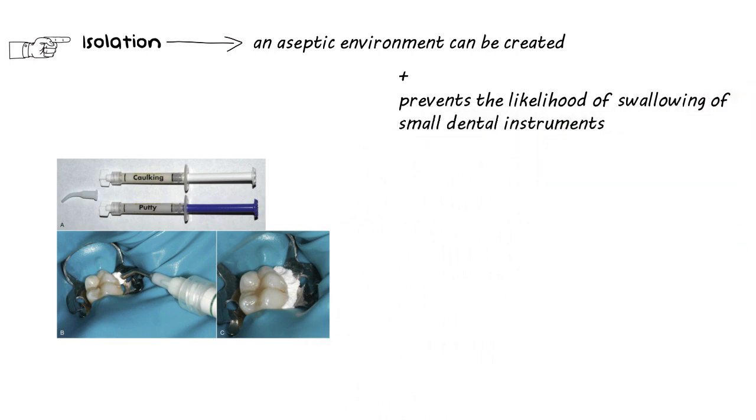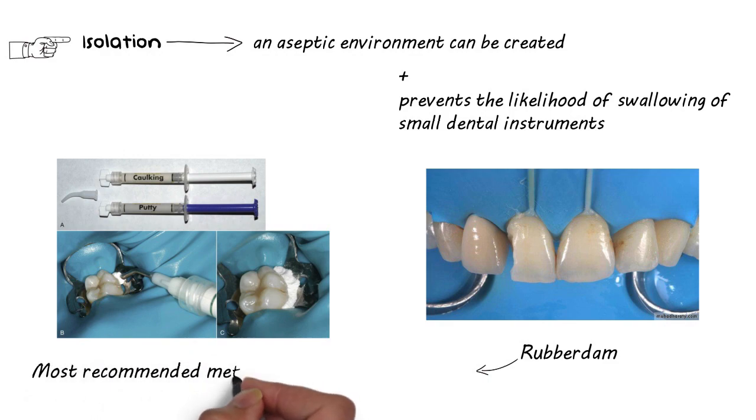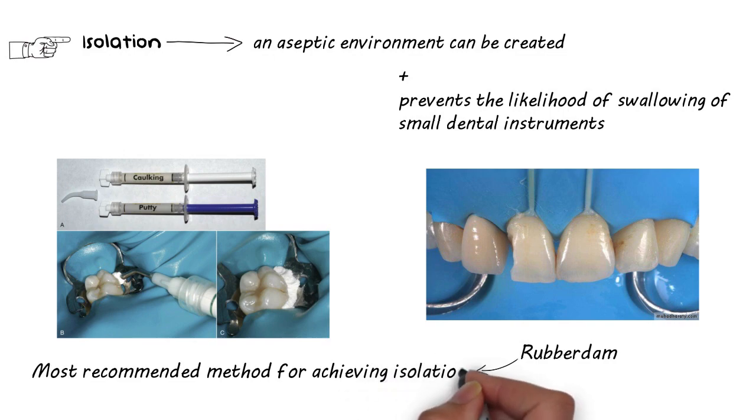Isolation is best accomplished using a rubber dam. Of course, there are certain conditions in which access can be prepared without a rubber dam in place in order to have a more clear vision of the tooth. But even in these cases, as soon as the chamber is located, a rubber dam should be applied.